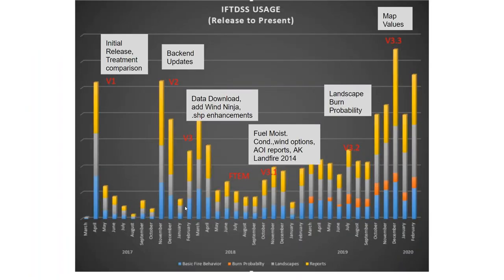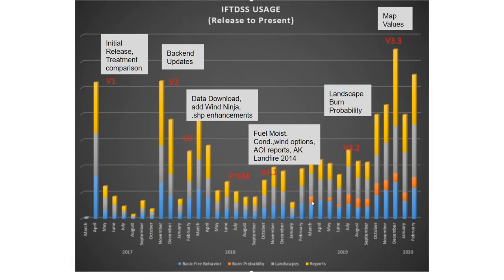As far as usage of the application since the release, how's it been going? This chart is hot off the press, just showing since the release in April of 2017 the ups and downs, and then what we're hoping is a bit of a trend toward an increase. Maybe things to point out here, we've highlighted the versions and what each version contained. There may be some seasonality with when is a fuel treatment planning time of year versus fire season.